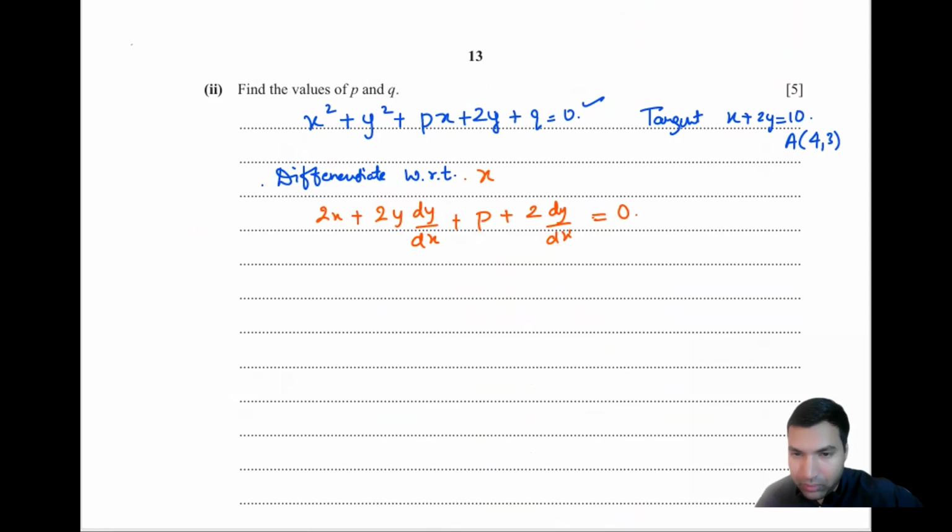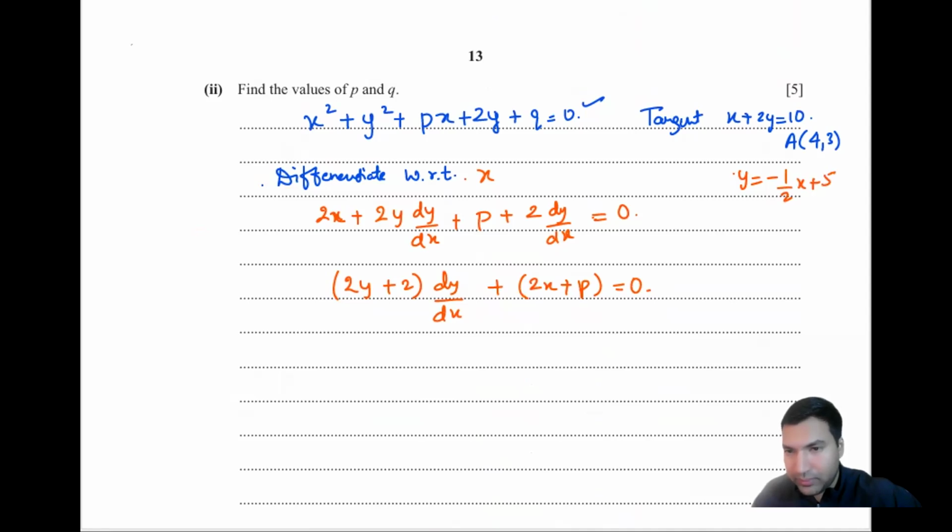Okay, now what we have over here is, so this dy by dx, if I want to find, I can say 2y plus 2 dy by dx plus 2x plus p, right, equal to 0. Now from here I got y equal to -1 by 2x plus 5. Okay, this is the equation of the tangent.